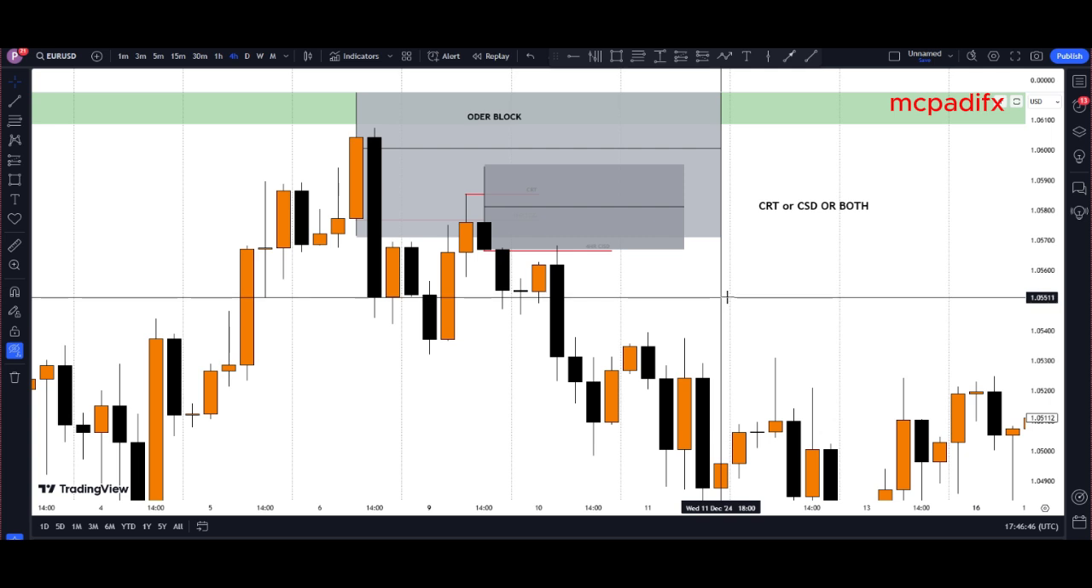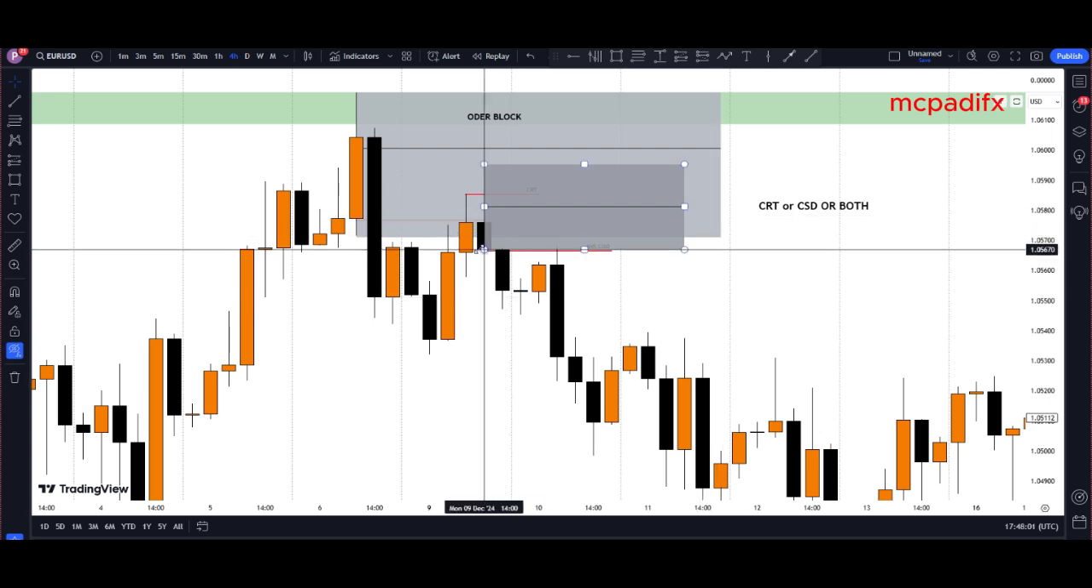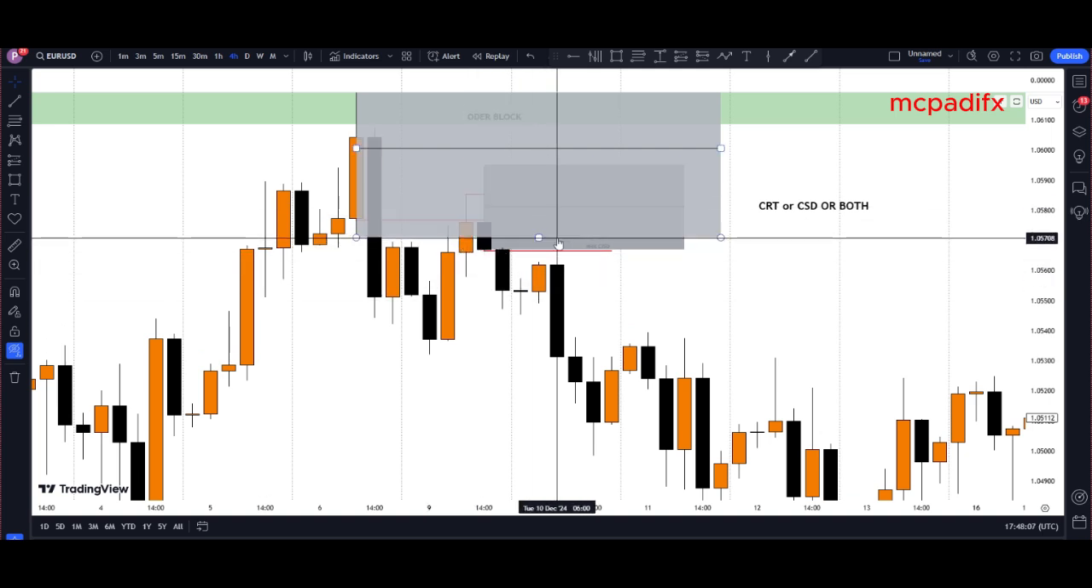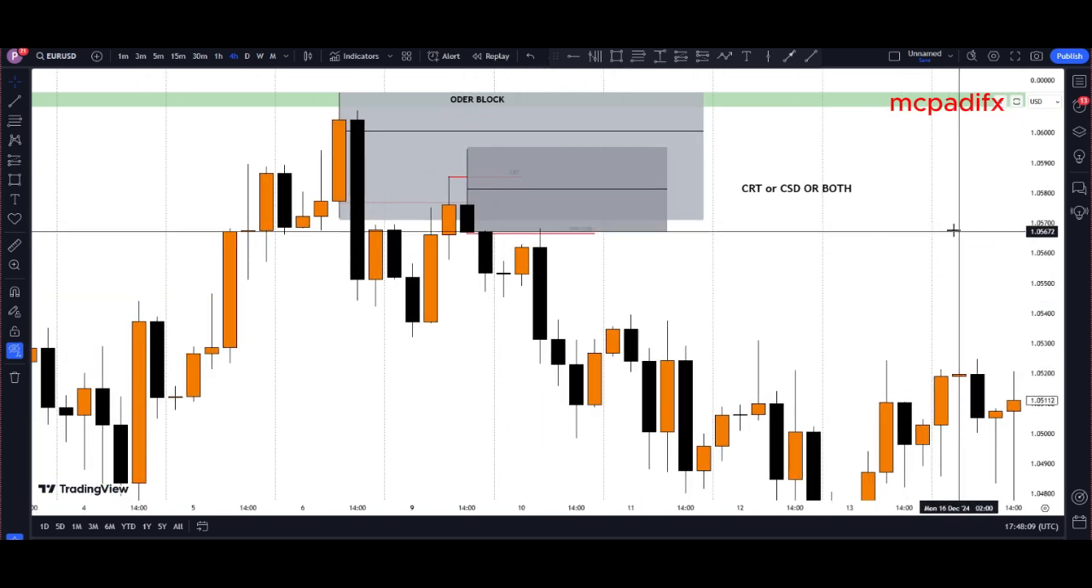The first thing to look for is your key level, that is your fair value gap or order block. The next thing is to wait for CSD to form, or CRT and CSD to form. After we close below this candle, now our order block is confirmed. So when price taps into the order block, we can look for sell.